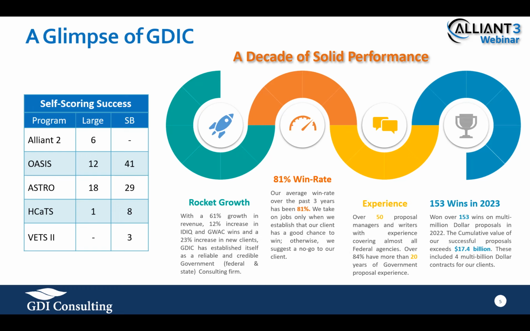As far as self-scoring success is concerned, the previous Alliant 2, we had 6 wins for the large companies. The SBs was protested, so I haven't put in any numbers there. Oasis, 12 wins for large, 41 for small business, and so on. You can see for Astro and others as well. Note that for Oasis Plus, we had over 105 clients. I think approximately 30 or 34 of them were large businesses, and we are pretty sure that all of them will be awarded. We haven't included that here because the decision has not been announced, but we have plenty of experience, so to say, as far as self-scoring is concerned.